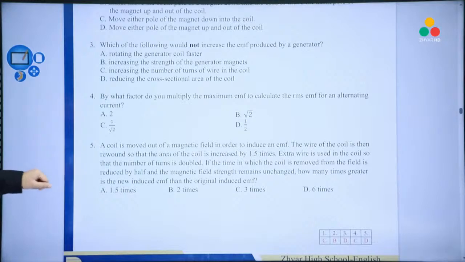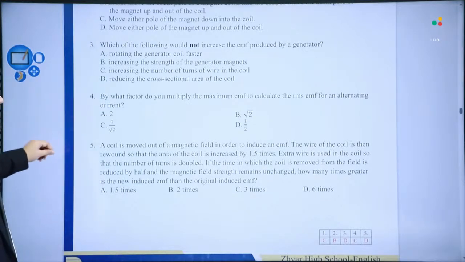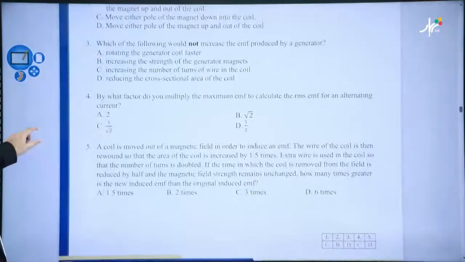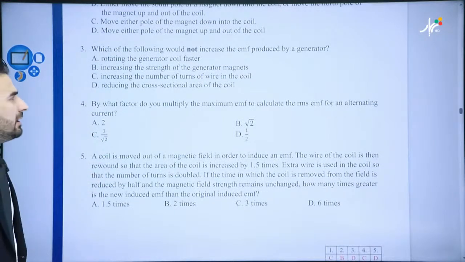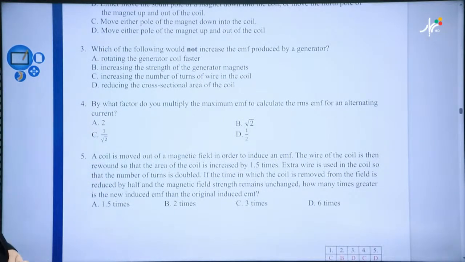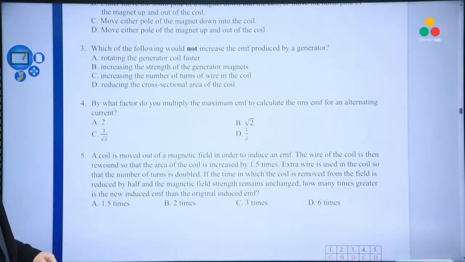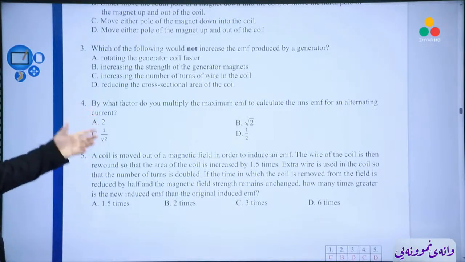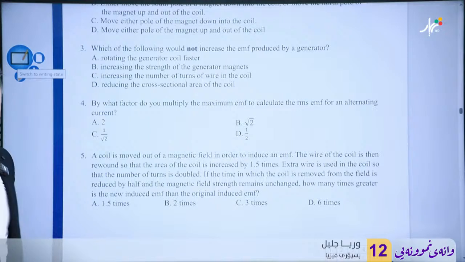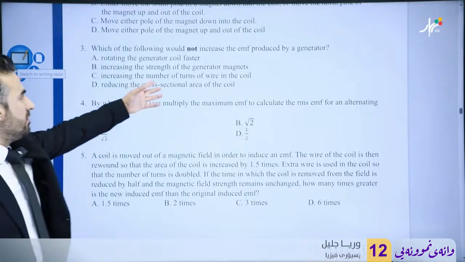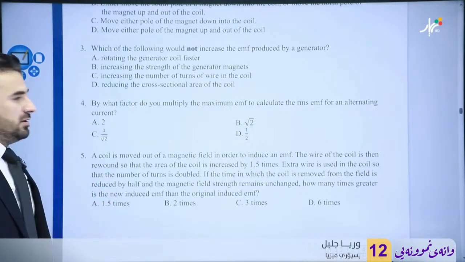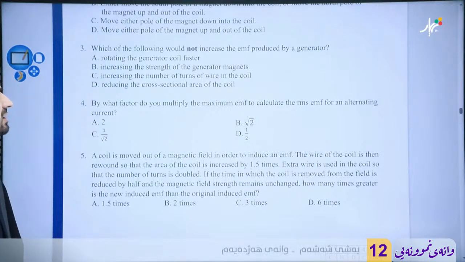It says, which of the following would not increase the electromotive force produced by a generator? Rotating the generator coil faster, increasing the strength of the generator magnet, increasing the number of turns of the wire in the coil, or reducing the cross-sectional area of the coil. Of course, it is going to be reducing the cross-sectional area of the coil. Once you do this, that will not increase the electromotive force.